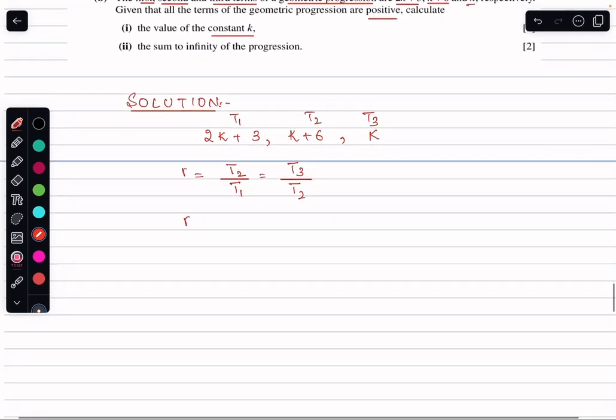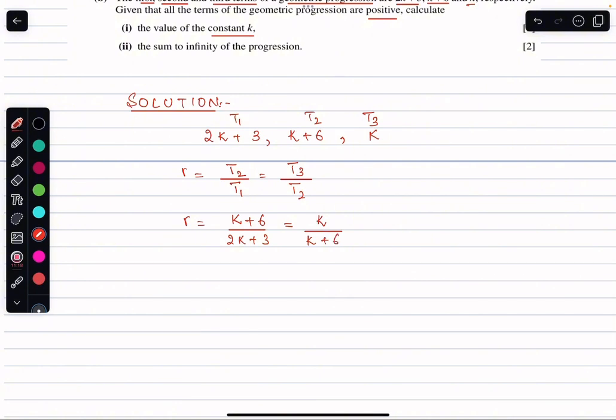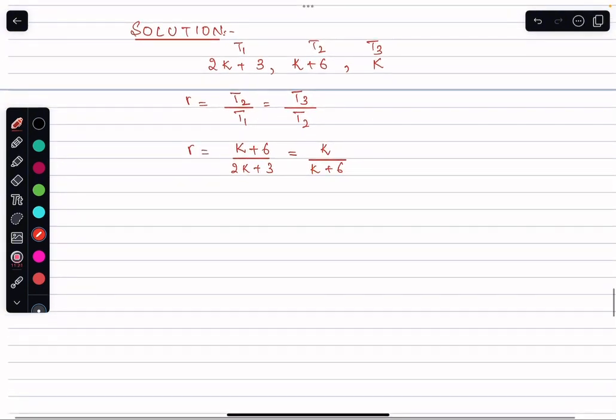So substituting the third term, which is k, the second term, which is k plus 6, divided by the first term, which is 2k plus 3, I should say that this equals the third term, which is k, divided by the second term, which is k plus 6 here. Solving it further, I can say that it's k plus 6 times k plus 6, which shall be equal to k times 2k plus 3.